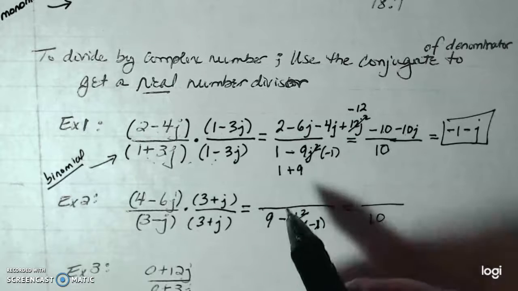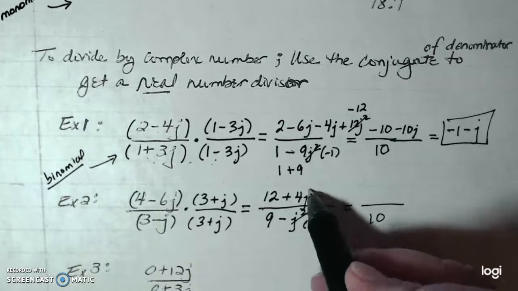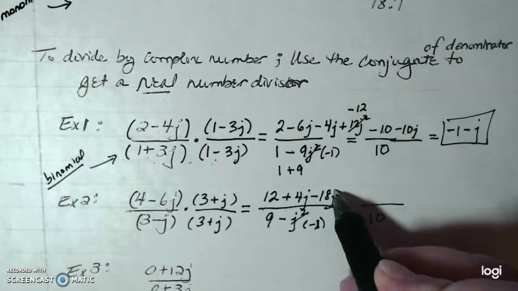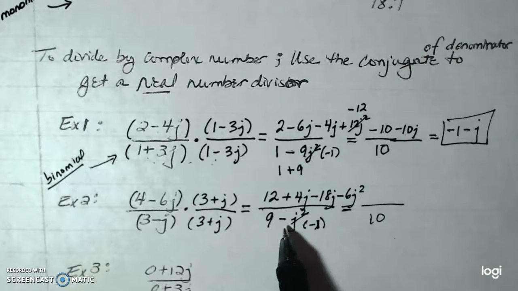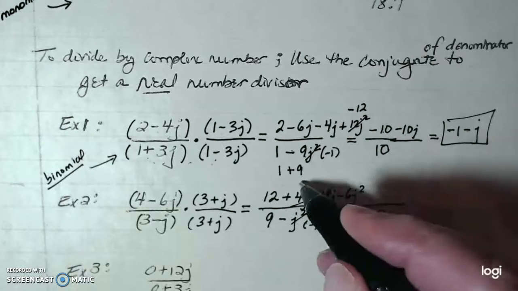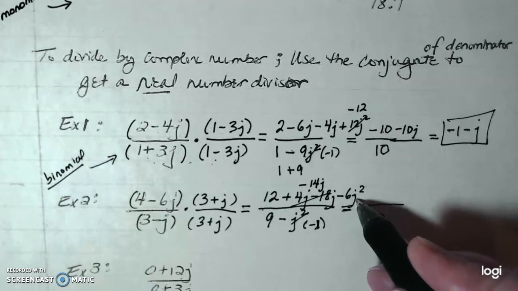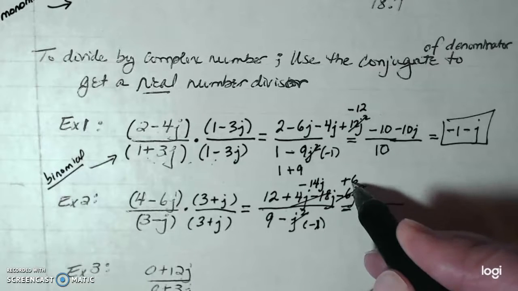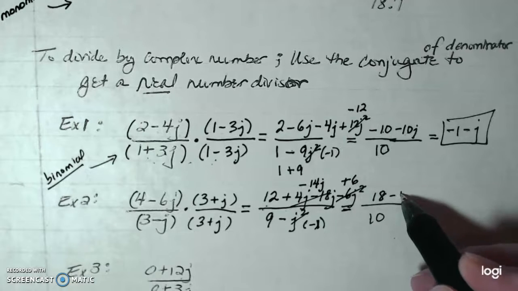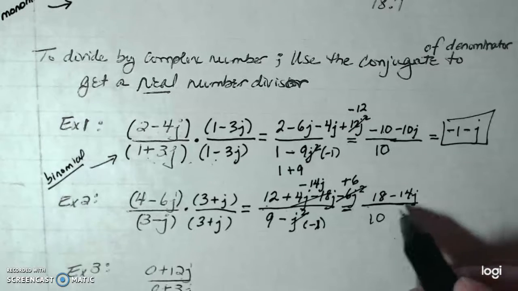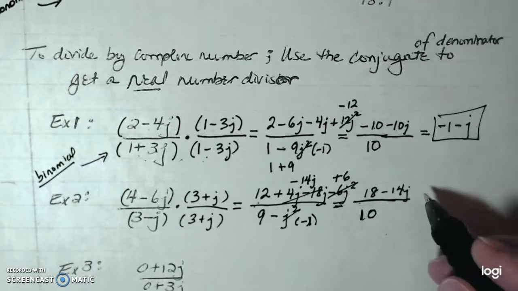Now for the numerator, you have to FOIL again, and you get 12 plus 4j minus 18j minus 6j squared. Again, be careful, double check your values. The middle terms combine to create minus 14j, and the minus 6j squared is really the equivalent of positive 6. 12 plus 6 yields 18, and then you have minus 14j, all divided by 10. Now this has not been simplified. I'm going to show you how to simplify it to be a fraction and also decimals.